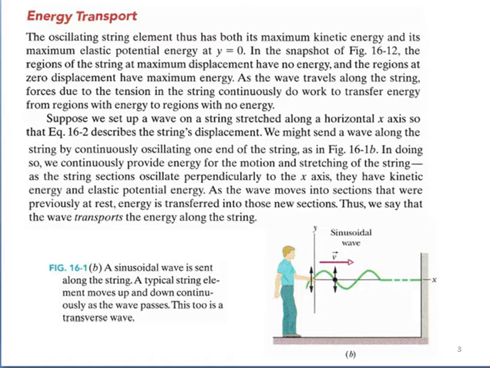The oscillating string element thus has both its maximum kinetic energy and maximum elastic potential energy at the equilibrium position y is equal to 0, while the regions of maximum displacement would have zero energy. As the wave travels along the string, forces due to the tension in the string continuously do work to transfer energy from the regions with higher energy to the regions with no energy.